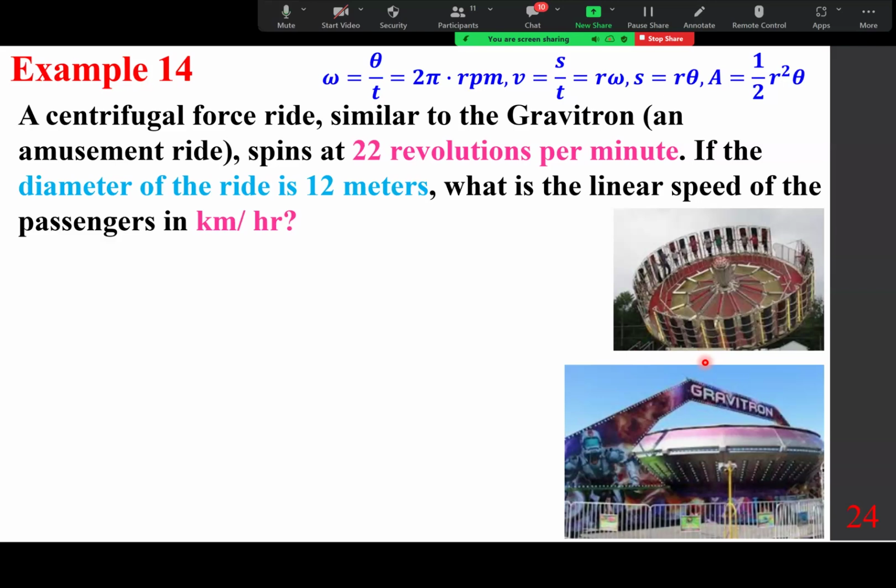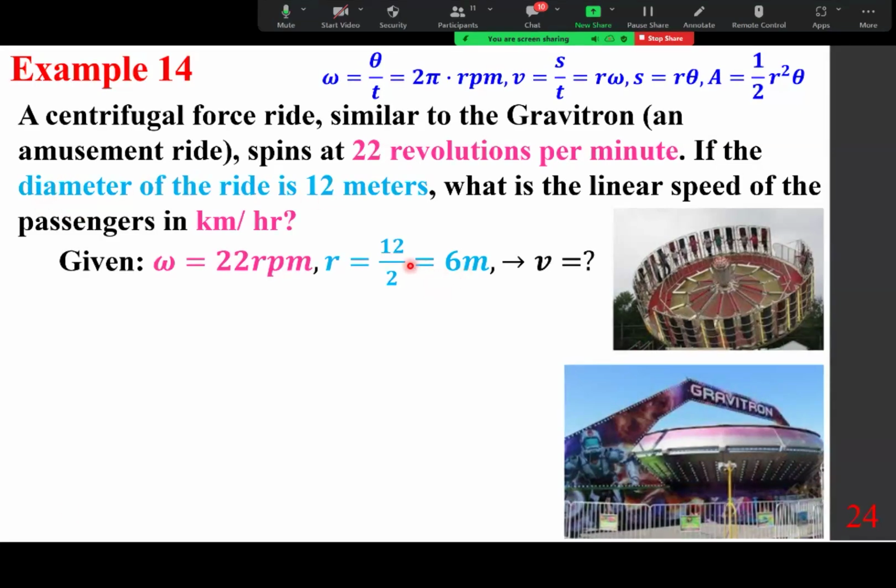Let's write the given. 22 revolutions per minute, that's omega. Omega is 22 RPM. Radius, 12 divided by 2, because the diameter is given. Linear speed, V, is a question mark. R is 12 divided by 2 because it's not the radius, it's the diameter, 6 meters. You know D is 2 times R. And we are looking to find the velocity, the linear velocity V.